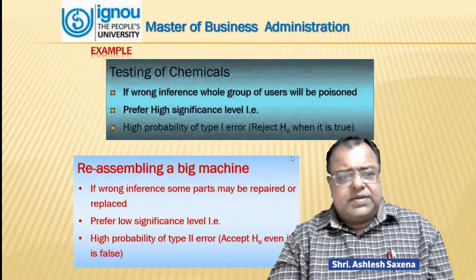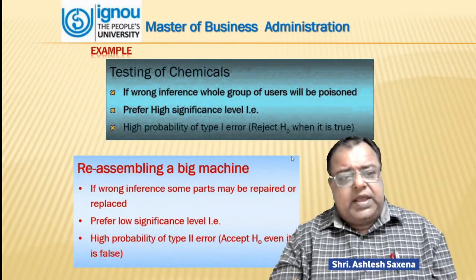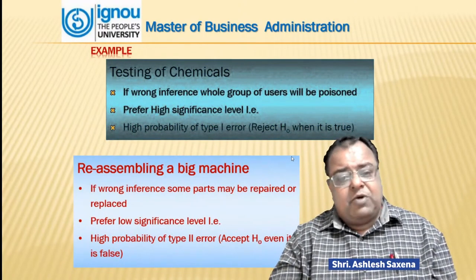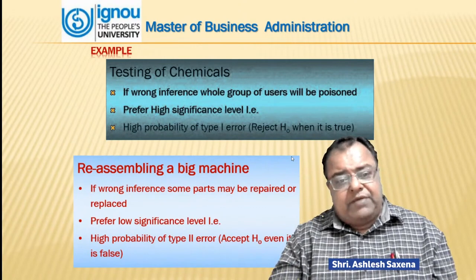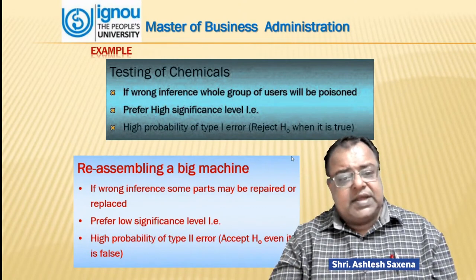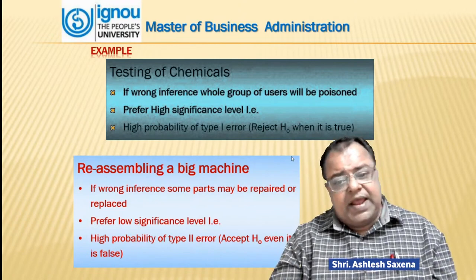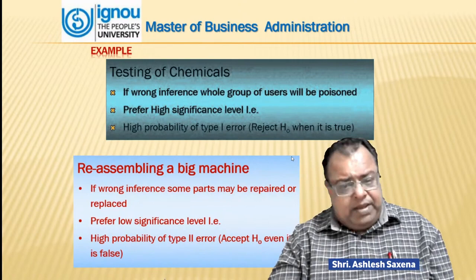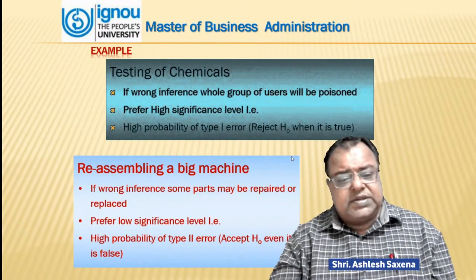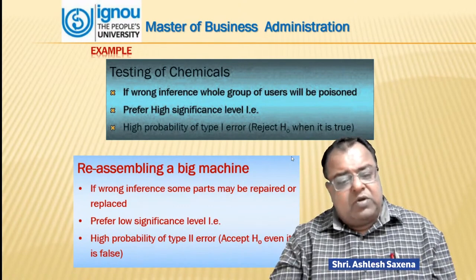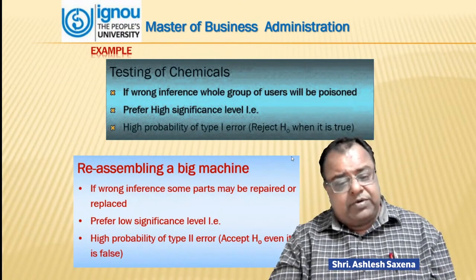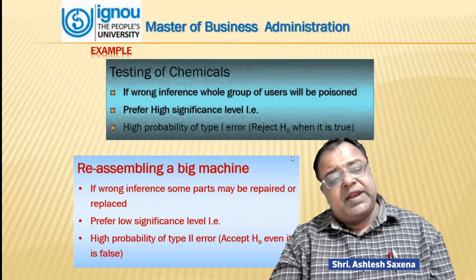We take up examples. Testing of chemical: if wrong inferences are drawn, a whole group of users will be poisoned. Prefer a high significance level, that is, high probability of type 1 error, and reject H0 when it is not true. Reassembling a big machine: if wrong inferences are drawn, some parts may be repaired or replaced. Prefer a low significance level over here. That is, high probability of type 2 error. That is, accept H0 even if it is false.